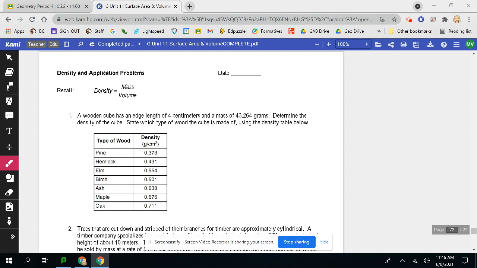Everyone, today we are going to go over the density application problems. So recall, density is mass divided by volume. Number 1: a wooden cube has an edge length of 4 centimeters. And we know that that's a cube, so knowing that it's a cube means that it's a square on each side.